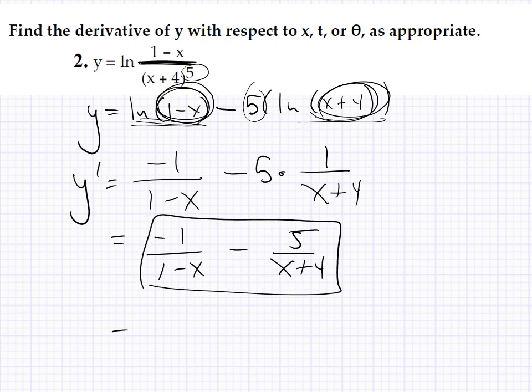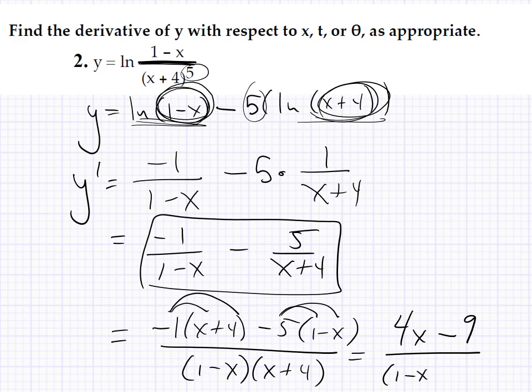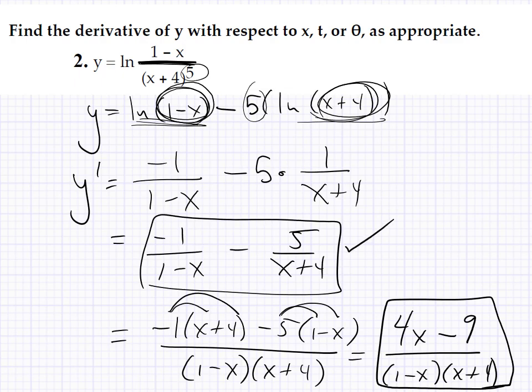To simplify it, although lots of times you'll see it written as a single fraction, which would be 1 minus x times x plus 4, being the common denominator. So this will be negative 1 times x plus 4 minus 5 times 1 minus x, ultimately giving me, this will be positive 5x, this will be a minus 1x, so that'll give me a 4x. This will be a negative 4, and this will be a negative 5, so it'll give me a negative 9 over 1 minus x times x plus 4. So oftentimes you'll see that given as the final answer, but for the test, I think that would be just fine.